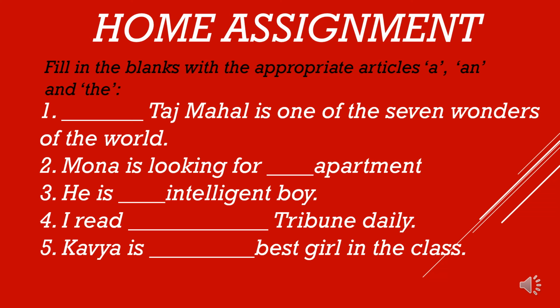Next sentence, he is dash intelligent boy. Again, intelligent is starting with a vowel sound. With which sound? Vowel sound. The sound I. I is a vowel sound. So we will put an. He is an intelligent boy.